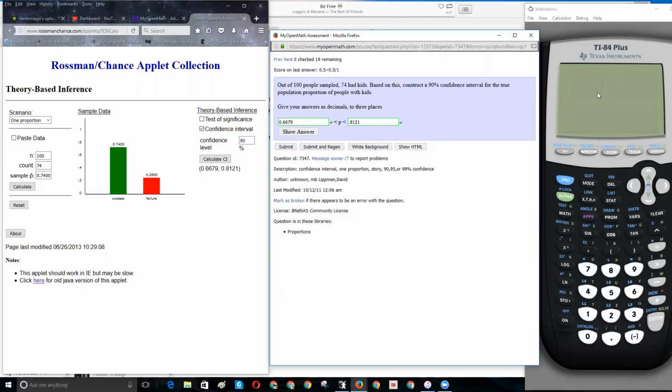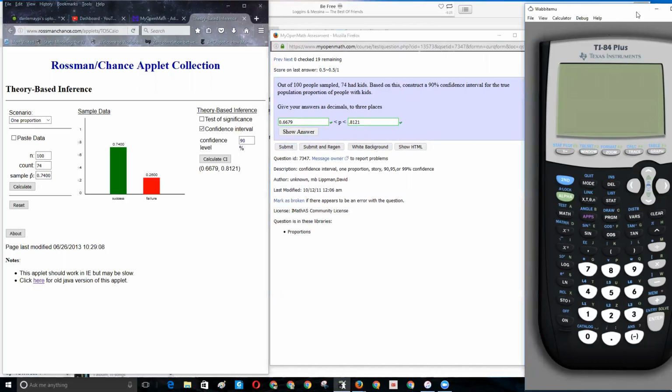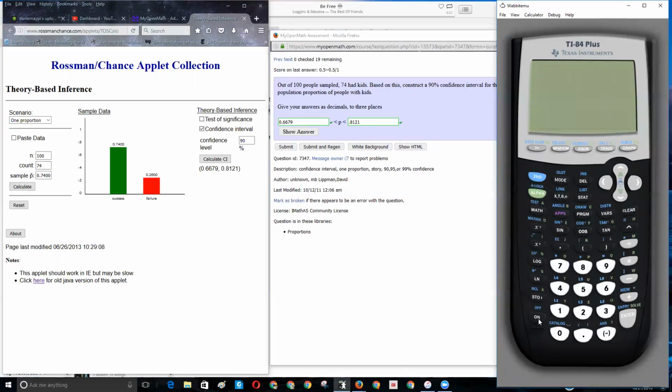It took it. Good. Now on your calculator, if you've got a graphing calculator, you're going to do stat, arrow over to test, and we want not a test, we want a one prop Z interval. One prop Z interval, so that's choice A.